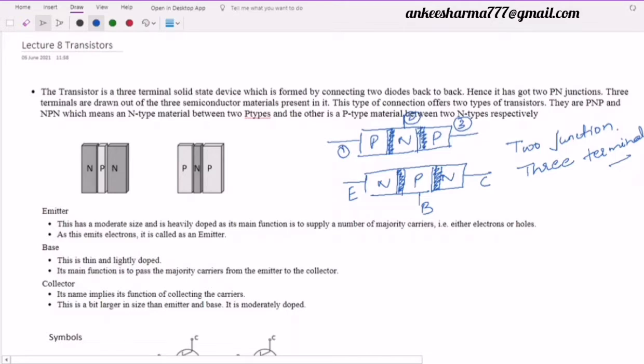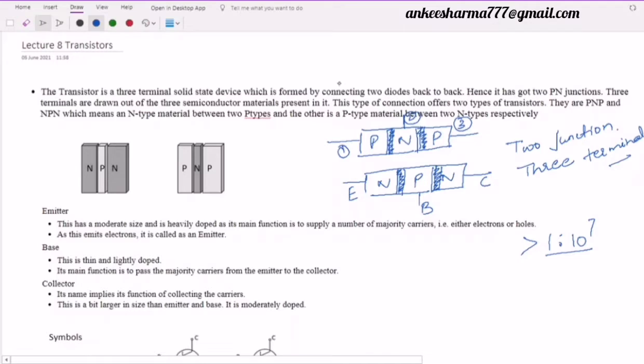One, the emitter is of moderate size and is heavily doped. Now, we said that it is heavily doped, so you all can recall those things. What is doping? It is nothing but adding of impurity. But when we say heavily doped, it means we have a doping greater than 1 in 10 to the power 7. When we have doping greater than this, we will call it heavily doped.